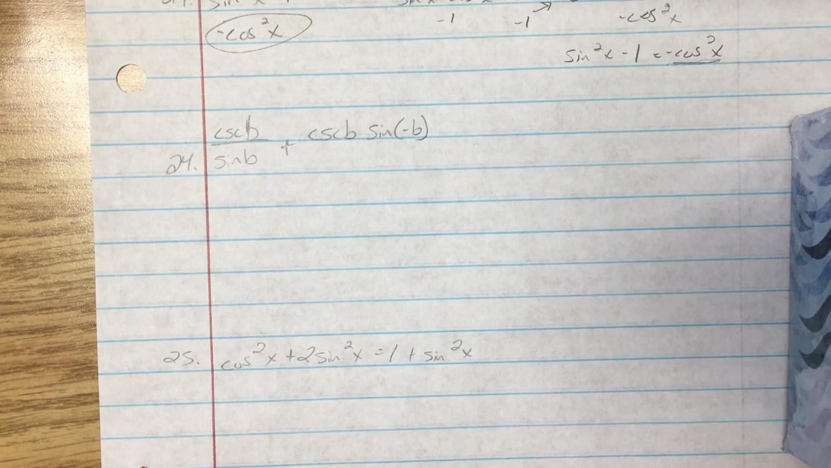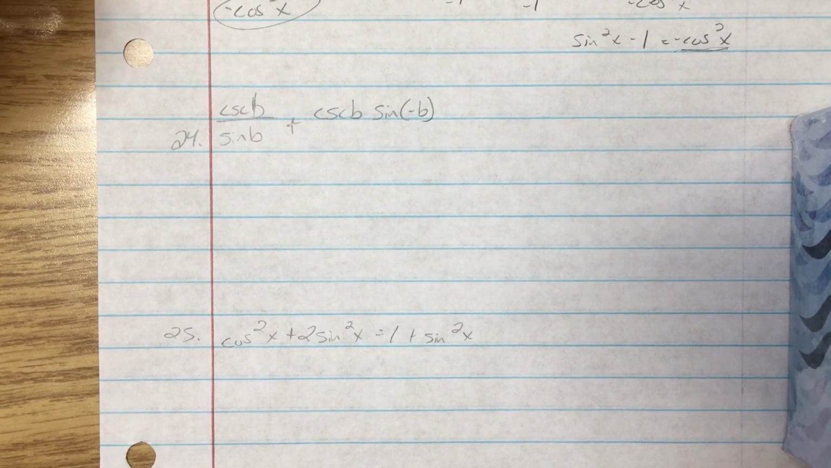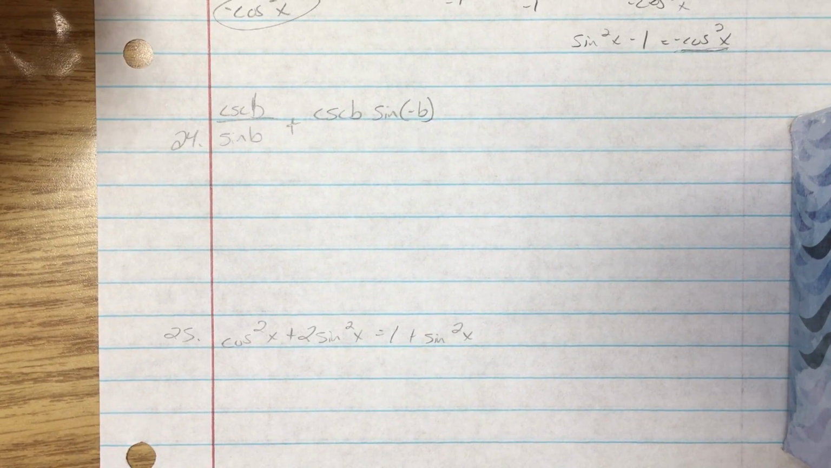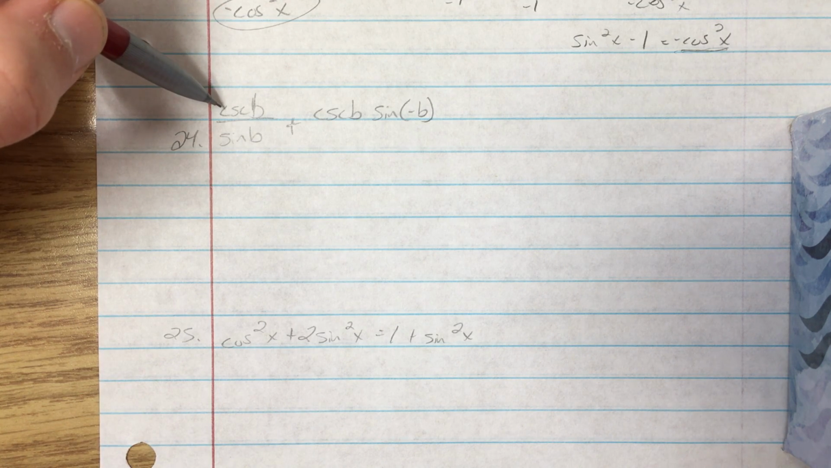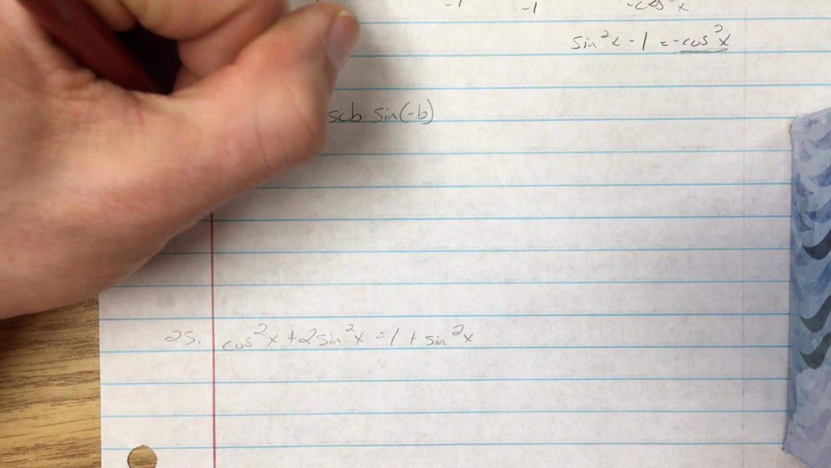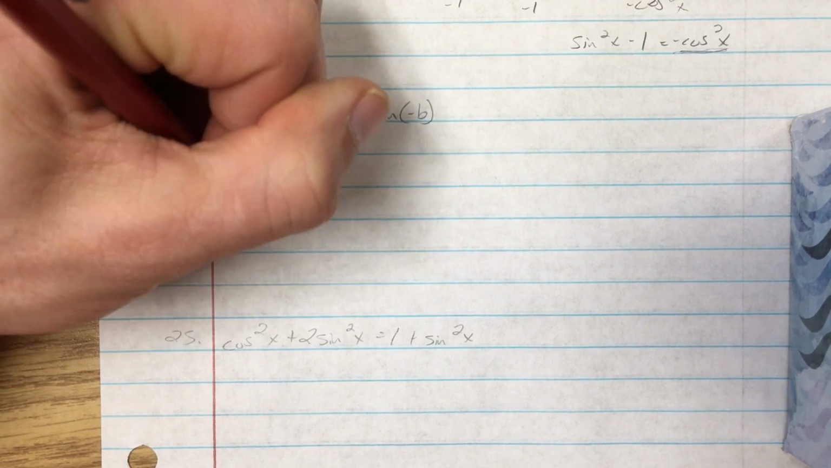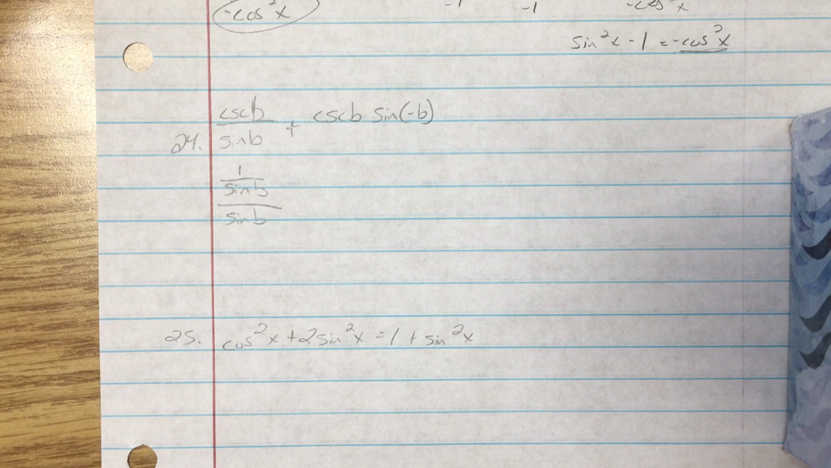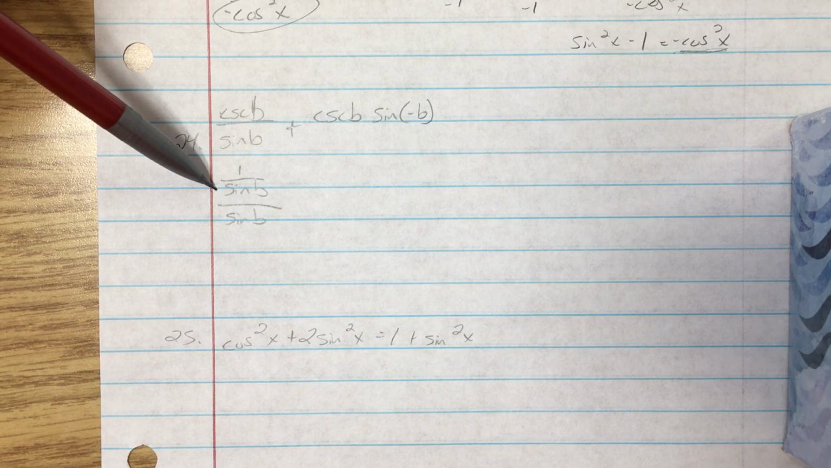If we get everything in terms of sine and cosine, first let's get cosecant. Cosecant is the reciprocal of, remember? Yes, it is the reciprocal of sine, so it would be 1 over sine. So rather than this being cosecant b over sine b, it's now going to be 1 over sine b over sine b. All I've done is replace cosecant of b with 1 over sine. That's it so far.